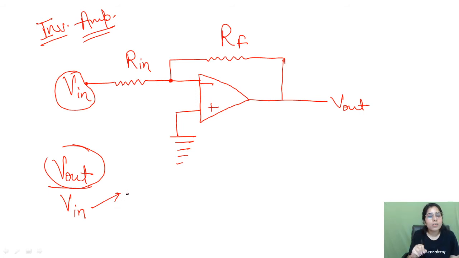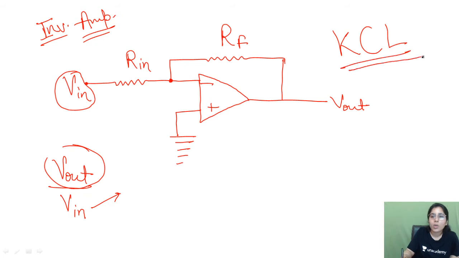Now, what do we have to do to find the gain expression? We will apply the KCL concept here. KCL is Kirchhoff's current law. Why and how will we apply it? Basically, let's say there is some input current, and then you are providing the feedback through this path. What is the feedback concept?